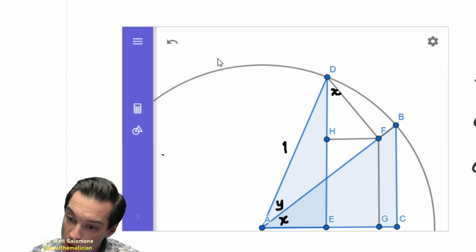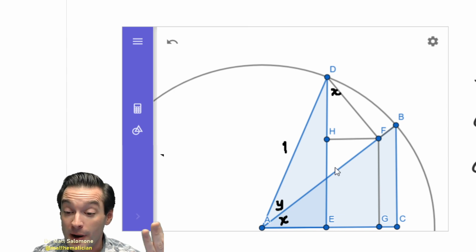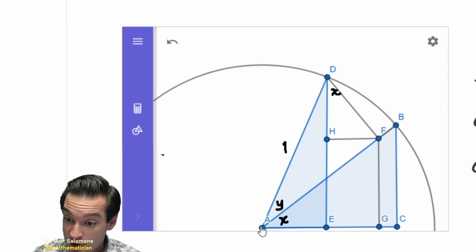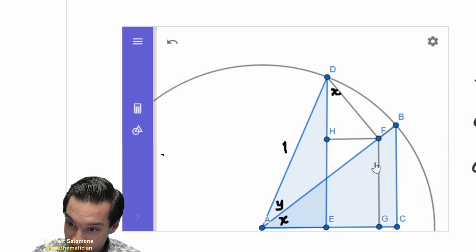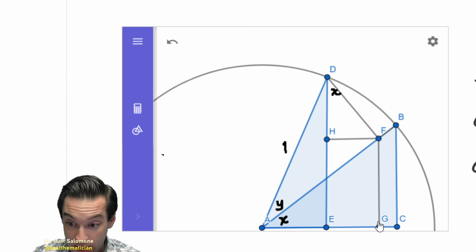Actually, let me say one more thing. We have a fourth right triangle that's important here, and that's the triangle AGF. One of its angles is x, and the rest of the angles, we don't really know what their measures are other than this right angle over here. So there are four right triangles that I'm interested in.